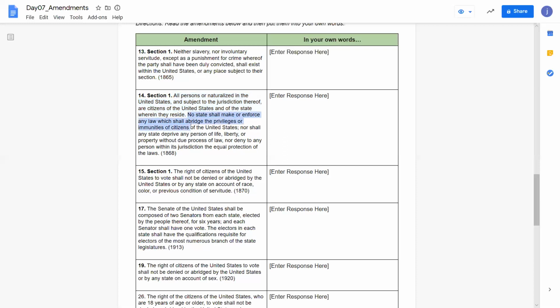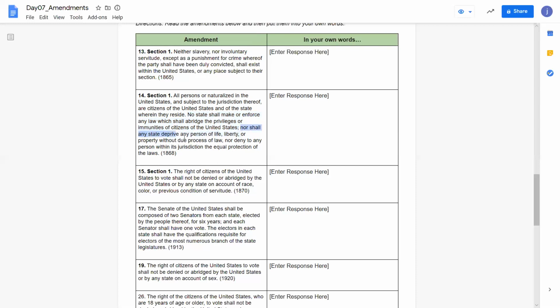Now next, no state shall make or enforce any law that shall abridge the privileges nor immunities of citizens of the United States. So no state shall make or enforce any law that abridges. Abridges means to shorten or to make less. Privileges is just another word for your rights. So no state can make any law that lessens your rights or that takes away your rights, your privileges here. So if you're a citizen of the United States, you have certain rights, and no state can pass a law that makes those rights less.